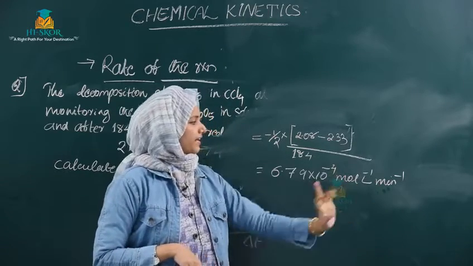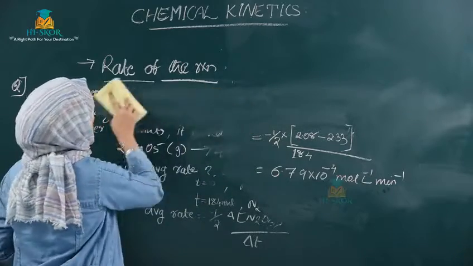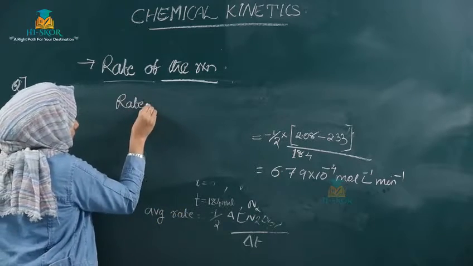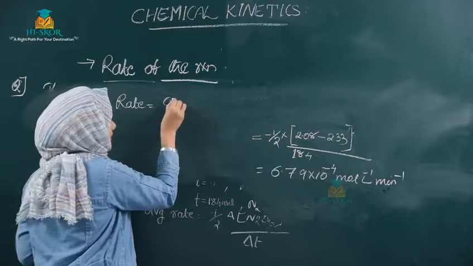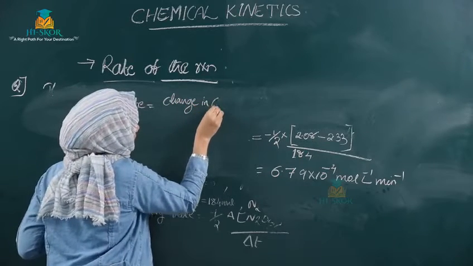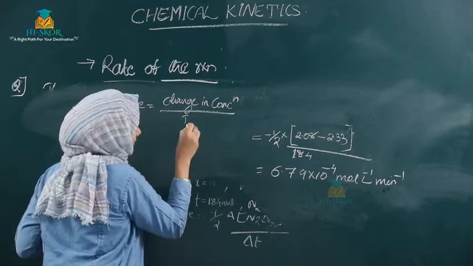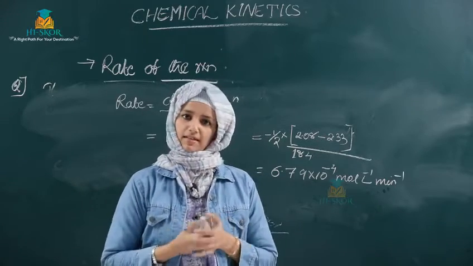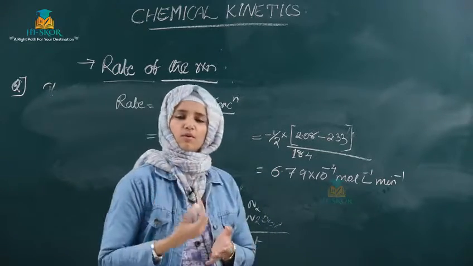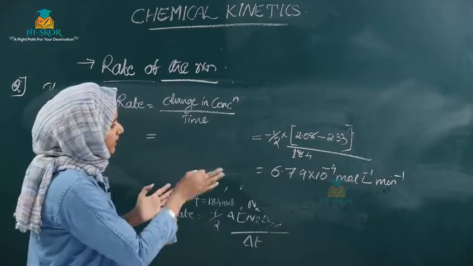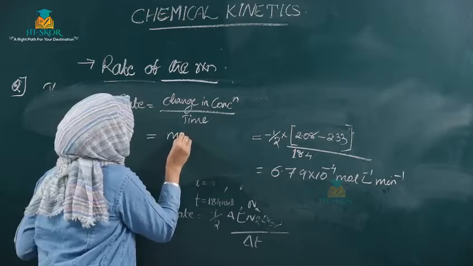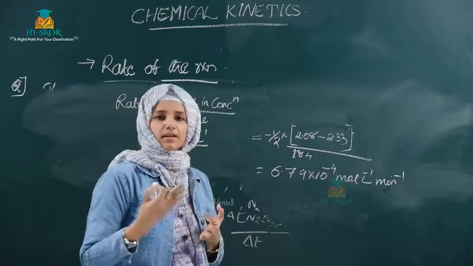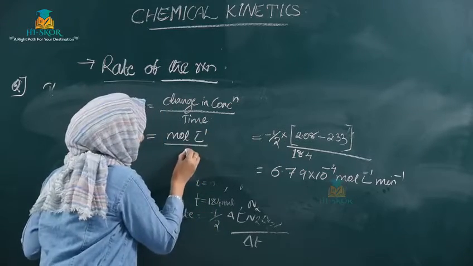So how will you find out the unit of rate? You know, rate is equal to change in concentration divided by change in time. Concentration we usually express in moles per liter or moles per decimeter cube. Whichever unit is given, we can take accordingly. Suppose it is moles per liter, divided by time. Here time may be second, minute, hour, they can give any unit. So divided by, suppose, second.